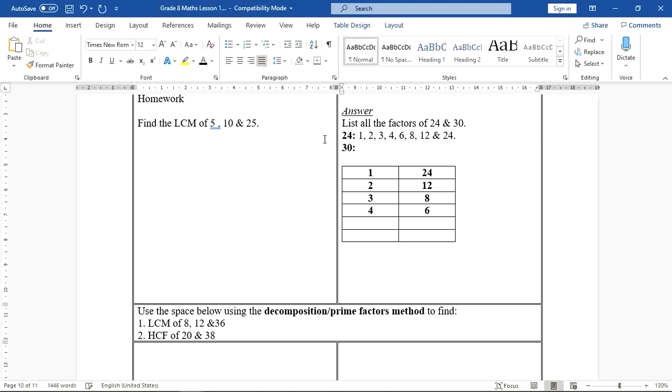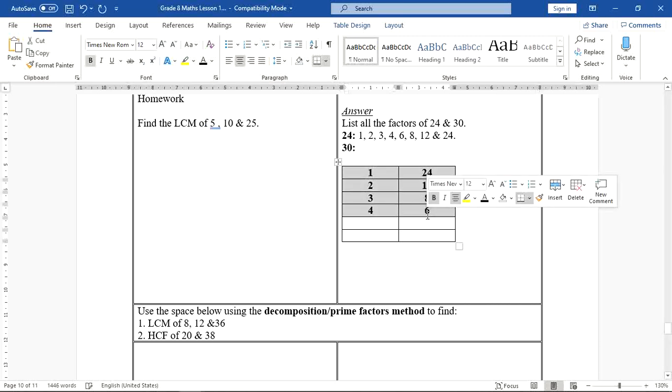Nice. We do the same thing with 30. So we are going to replace all this with the factors of 30. So we start with 1. 1 goes into 30, 30 times. Can 2 go into 30? Yes. How many times? It's going to go in 15 times. What about 3? Yes, 3 can also go in 10 times. What about 4? No. What about 5? Yes, 5 can go into any number that ends with a 0. 5 goes into 30 6 times.